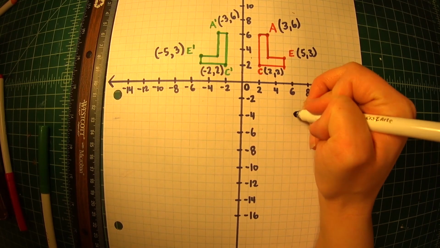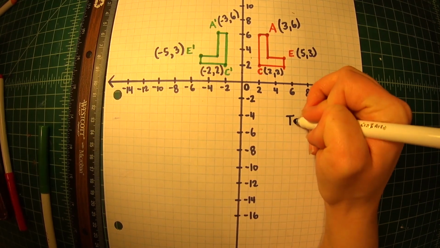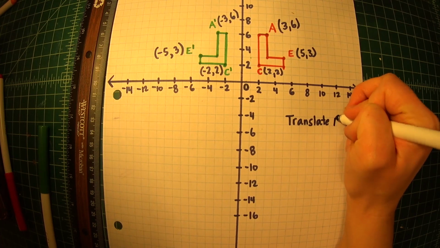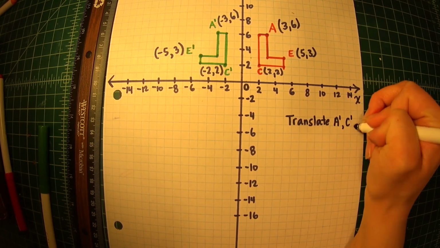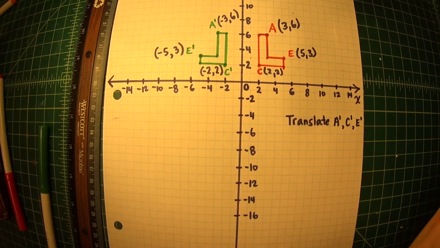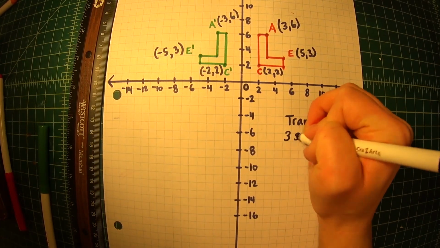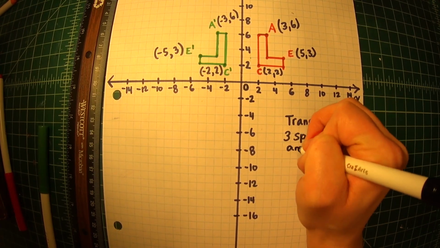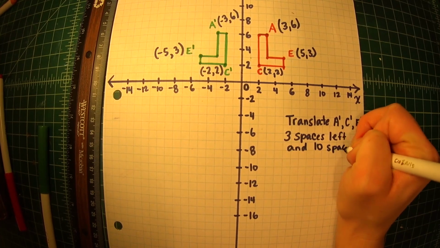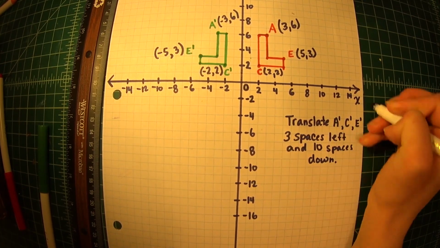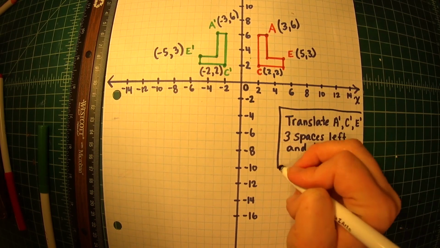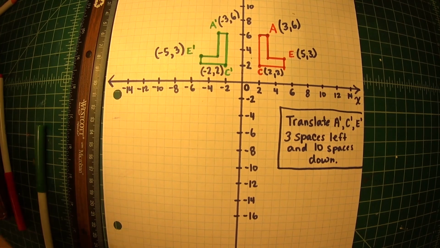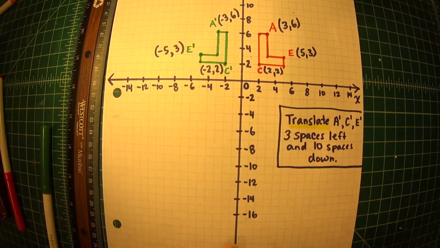So let's just say that there was a part D to this question that said, translate A prime, C prime, E prime, 3 spaces left and 10 spaces down. Okay, so just imagine that was part of the question. So a translation, just as a reminder, is just a slide across the grid.